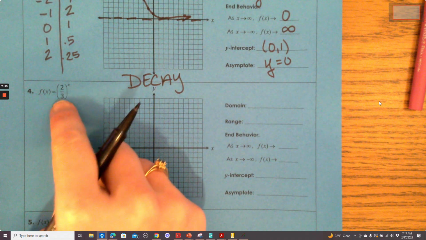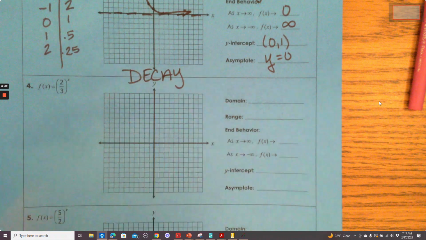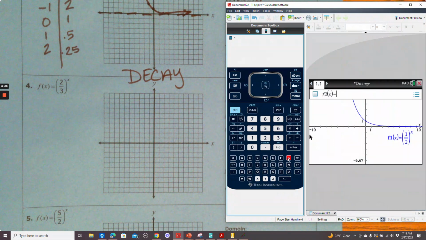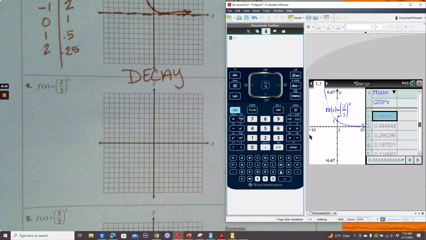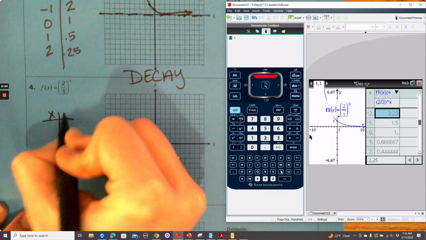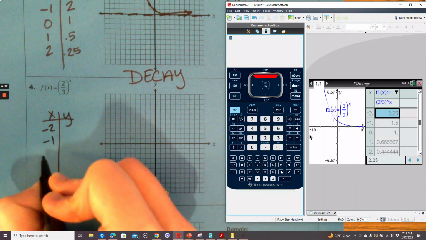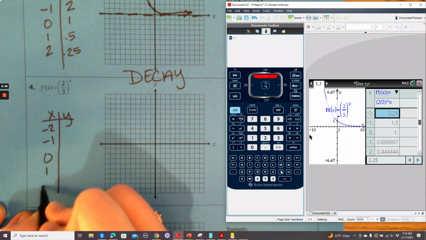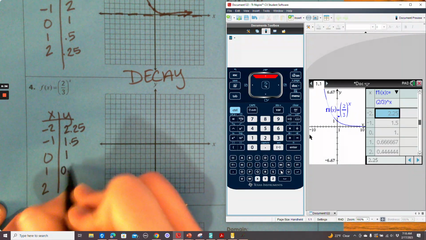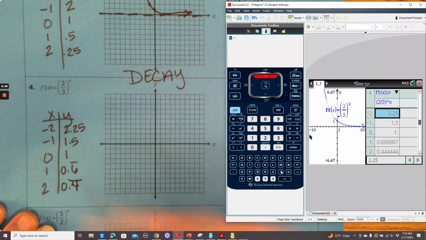So we've got another one here, 2/3. So again, the b value here, if it's less than 1, we're talking about decay. All right. So go and change this to 2/3. Pull the table up. All right, so if we make a table for this one, x and y: -2, -1, 0, 1, 2. So we've got 2.25, 1.5, 1, 6/10 repeating, 4/10 repeating.